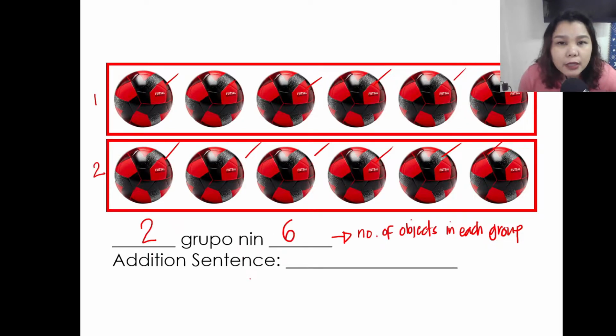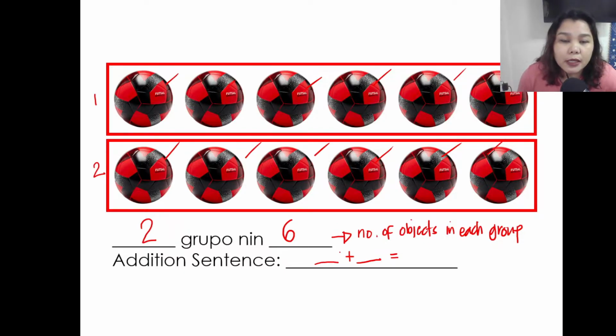How can we write that into an addition sentence? Okay. Let's prepare the blanks first. So, the blanks will stand for the number of groups. Okay, ilang groups ba? 2. So, let's make 2 blanks. And then, don't forget the plus sign kasi we need to make an addition sentence. And then, the third one equals blank.